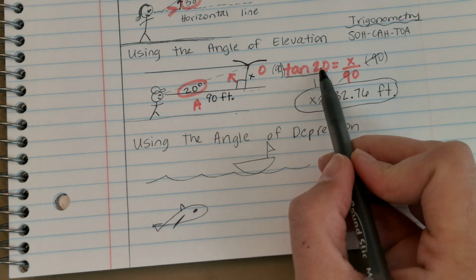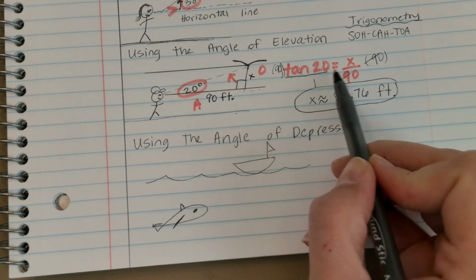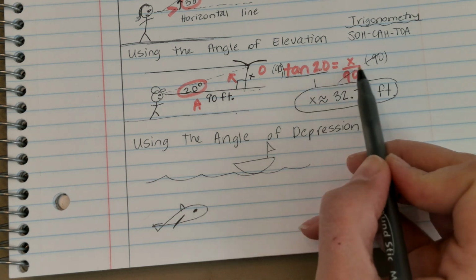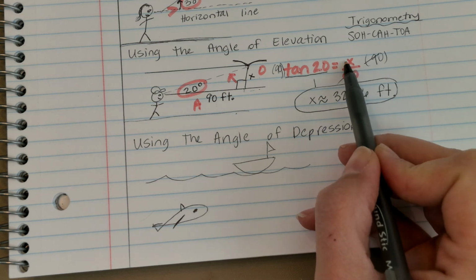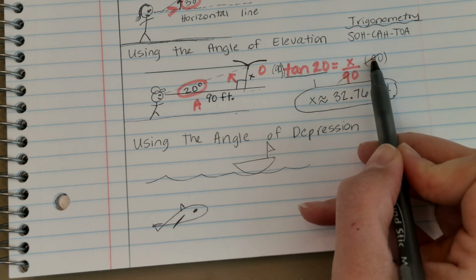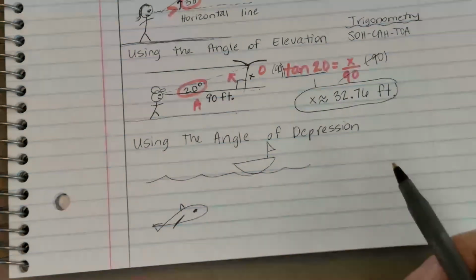Okay, so again, it was tangent 20 times 90, because you can cross multiply, or you could just think cancel out the denominator. That's division, and multiplication is the inverse operation. So you would multiply both sides by 90.